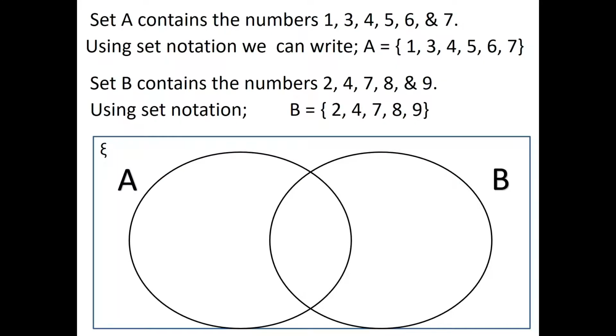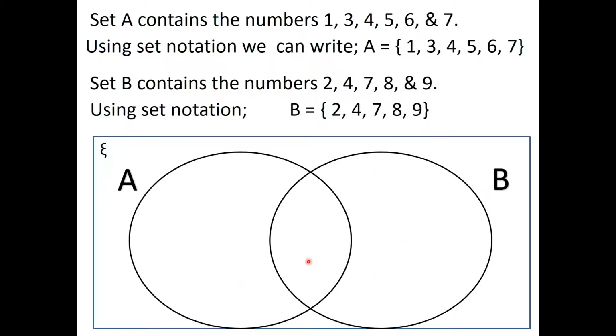Let's take a look at an example which has the set information given to us at the start. Set A contains the numbers 1, 3, 4, 5, 6 and 7. Set B contains the numbers 2, 4, 7, 8 and 9. Using set notation, that's what it looks like, and now we are going to complete this Venn diagram together.